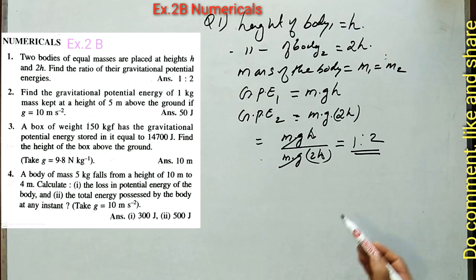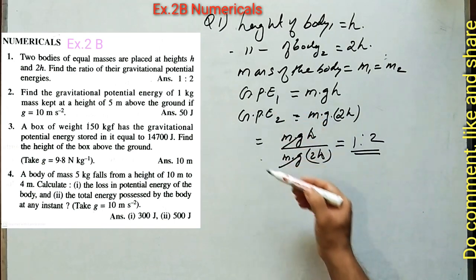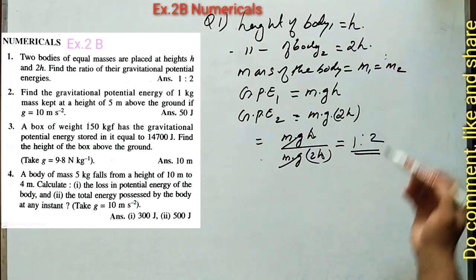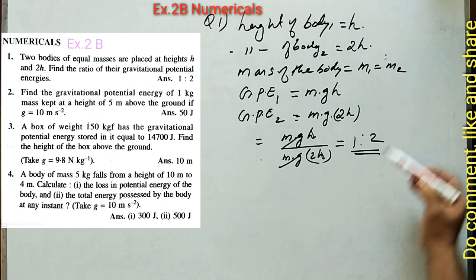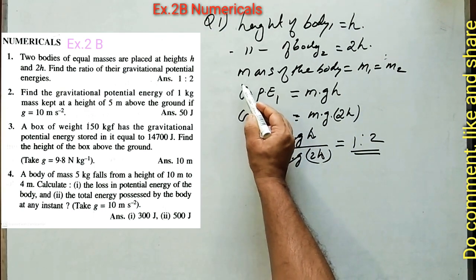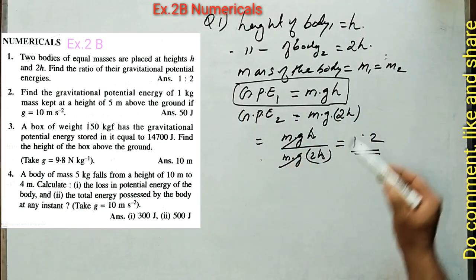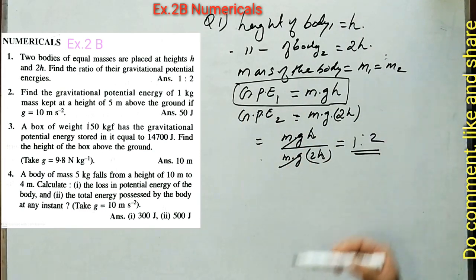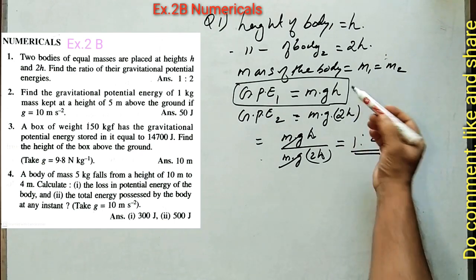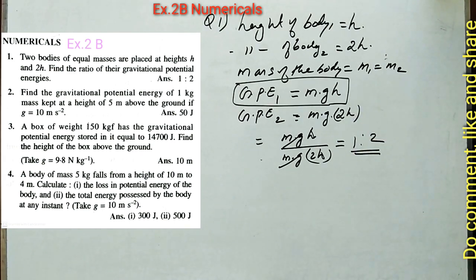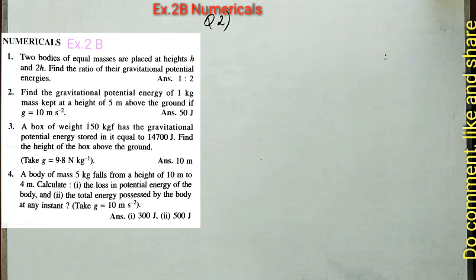So the gravitational potential energy of two bodies which are at a height of h and 2h is in the ratio of 1:2. So remember, gravitational potential energy is given by the formula mgh. This is the key formula applied here. Clear? Steps are clear to you? Okay. Now moving on to question number 2.